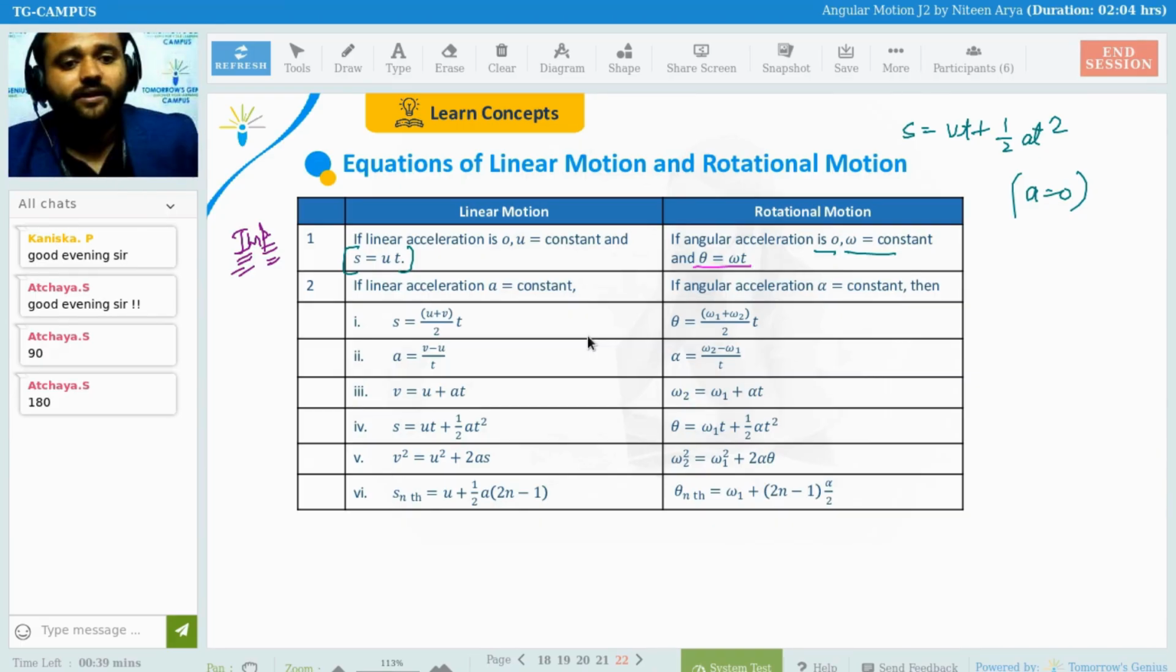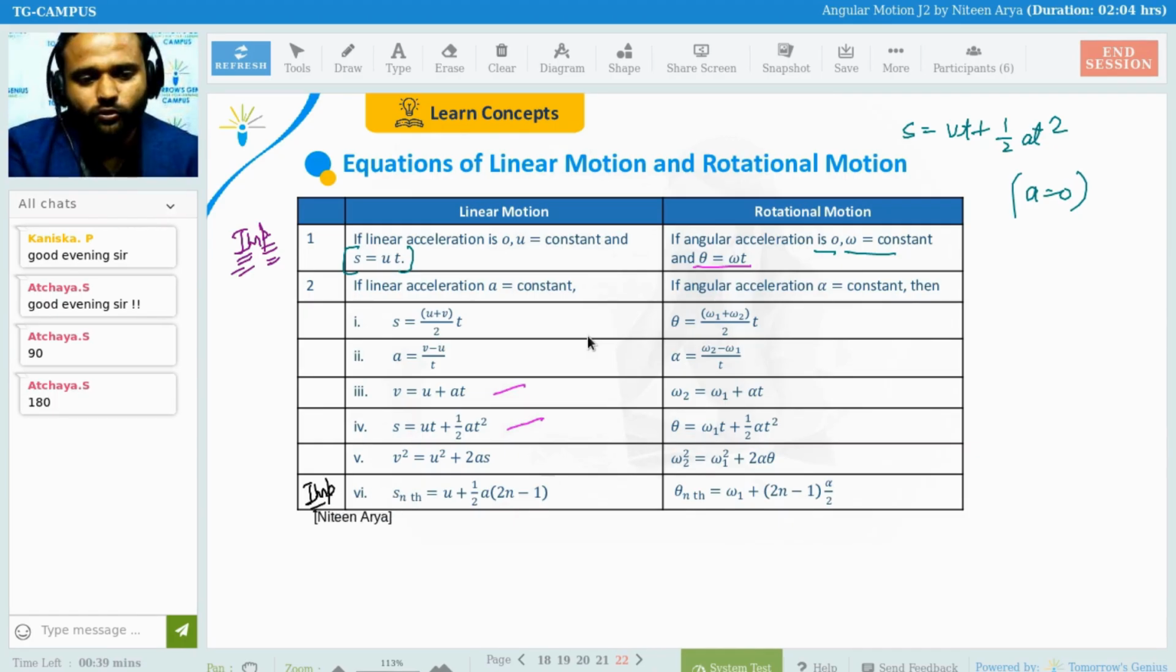Okay. If linear acceleration is constant, not 0, then these are the equations. S equals u plus v divided by 2 into t, and acceleration is v minus u by t. V equals u plus at, S equals ut plus half at square, v square equals u square plus 2as. This is very important, you can use it directly, and you are going to find a few questions on that.